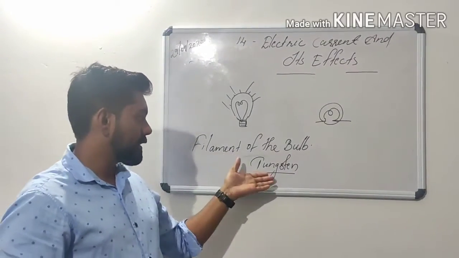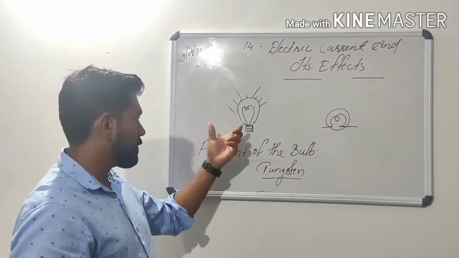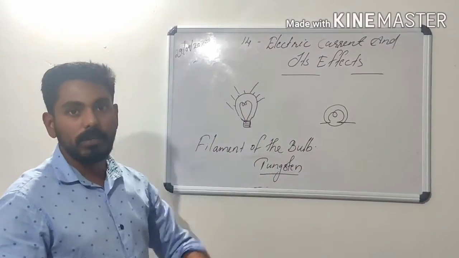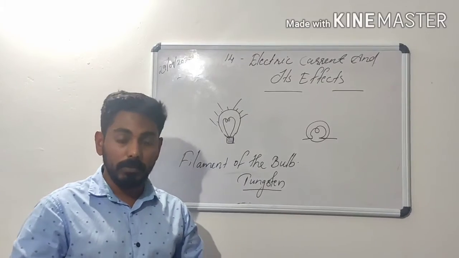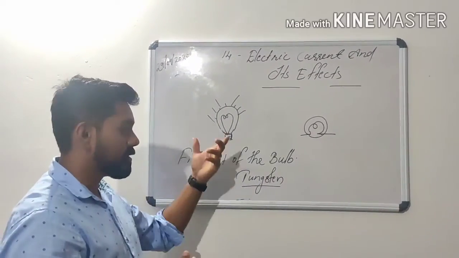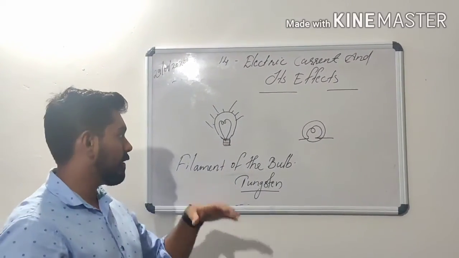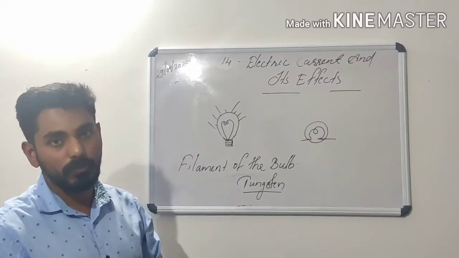Bulb is a device which is always connected in a circuit. So we have discussed tungsten. Tungsten is the material used to make the filament of the bulb. Sometimes we say the bulb is fused. That means the filament is broken. That's why we say the bulb is fused.